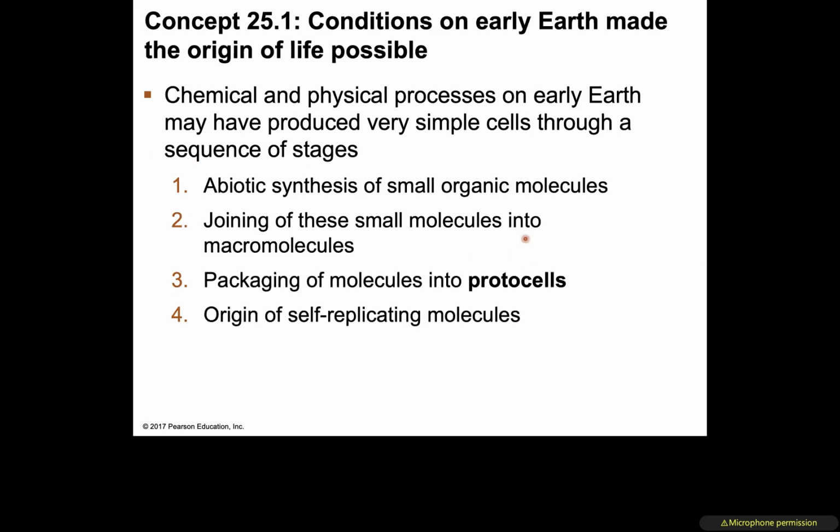Conditions on early Earth made it possible for the origin of life. The chemical and physical properties of early Earth made it possible to produce what was considered at the time very simple cells. They weren't quite cells yet, okay? But it went through a sequence of stages.